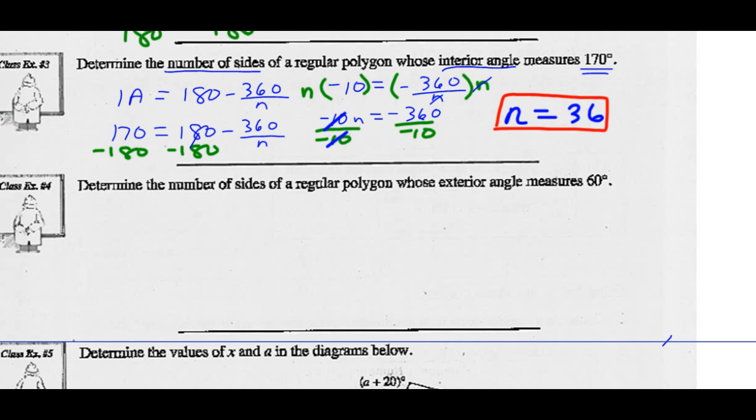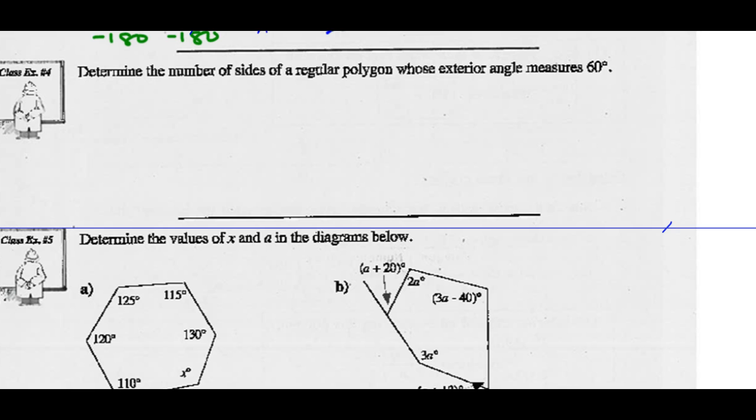Example 4. Determine the number of sides of a regular polygon. Again, we're still dealing with the number of sides, whose one exterior angle measures 60 degrees. So now an exterior angle, what's the measure of that? Well, if you go back and look on the other page, the measure of an exterior angle is 360 degrees divided by n, n being the number of sides in the polygon.